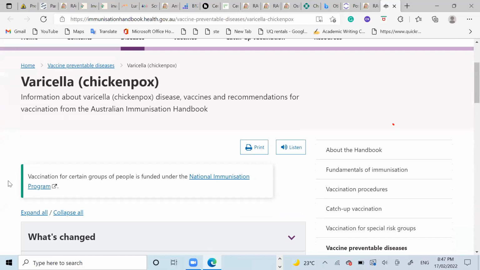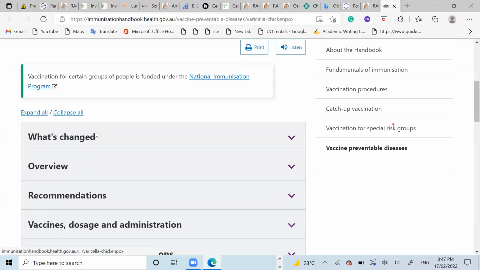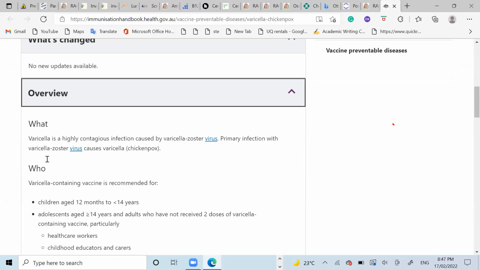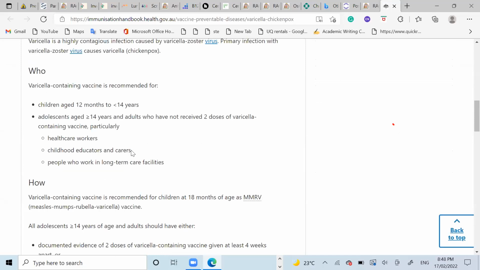What are the recommendations? Okay, what's changed? You always go through that because they usually update it. I have clicked it, and it says no updates available, meaning nothing has changed regarding the protocol. So we know that it is caused by varicella zoster virus, chickenpox. Vaccination is recommended for children from 1 year to less than 14 years of age, and for adolescents of 14 years who have not received 2 vaccinations, and particularly healthcare workers, educators in daycare, and people who are taking care of other people in residential care, right?